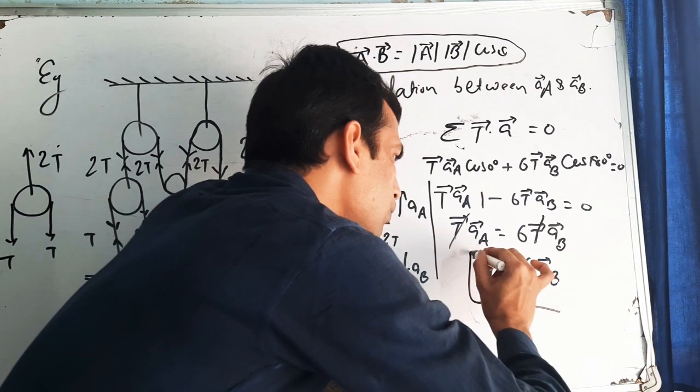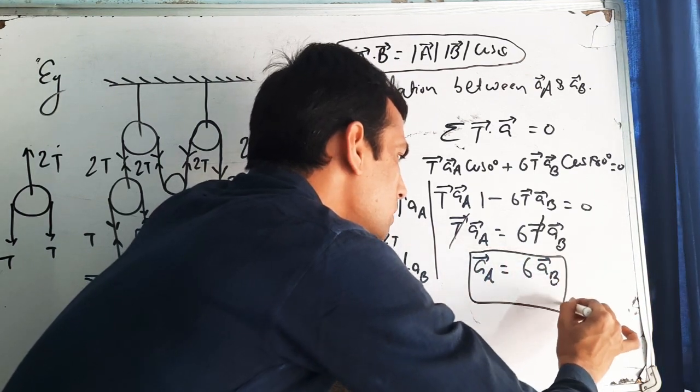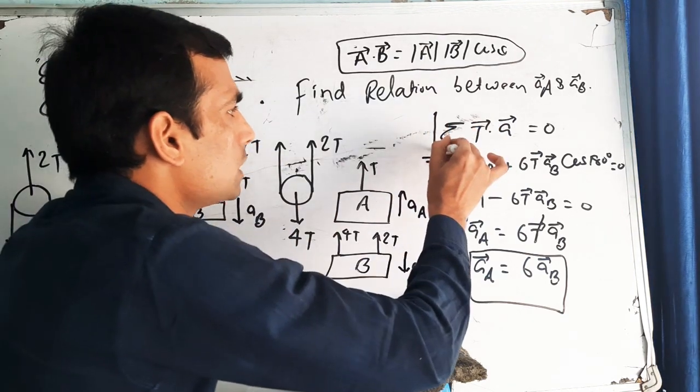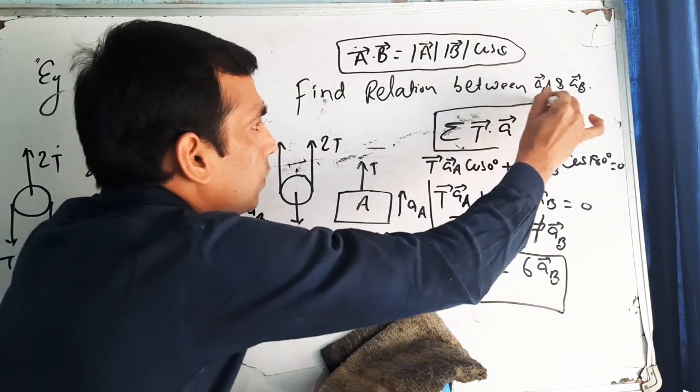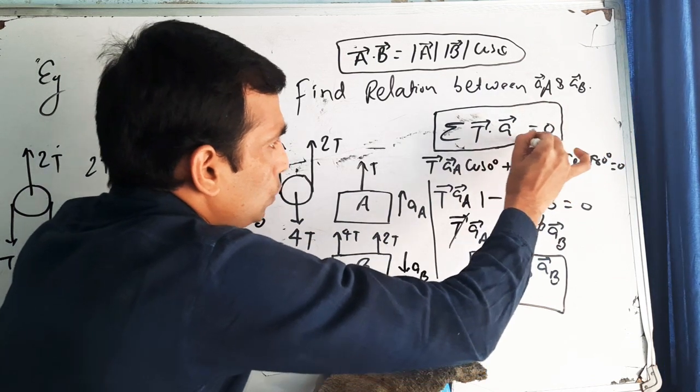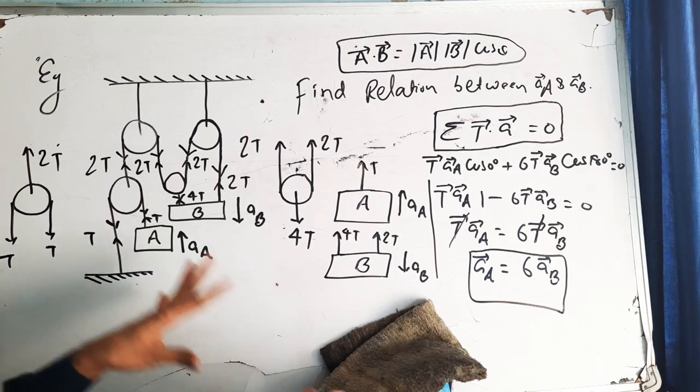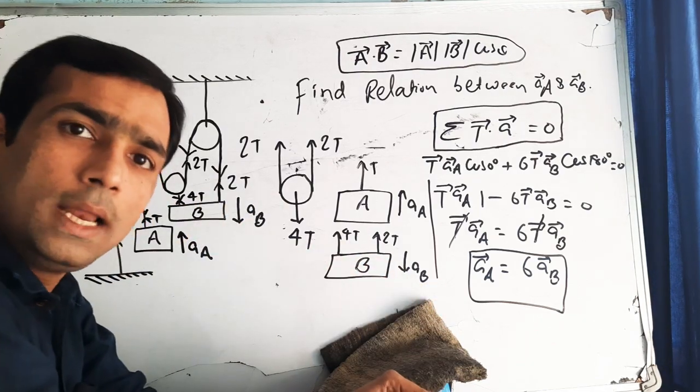Right. So this is a very genuine formula. This is a very easy concept. Summation of T dot a is the formula which I use to solve this concept, or you can say numerical. Student, this is all about today's lecture.